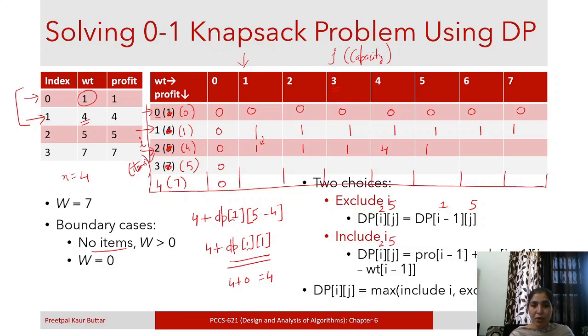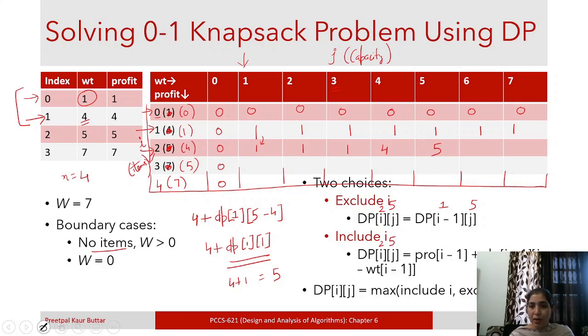And what is the solution for dp[1][1]? dp[1][1] is 1. Okay, so 4 plus 1 is 5. Okay, so the profit you can earn by picking this item is 5. So you will pick this item.